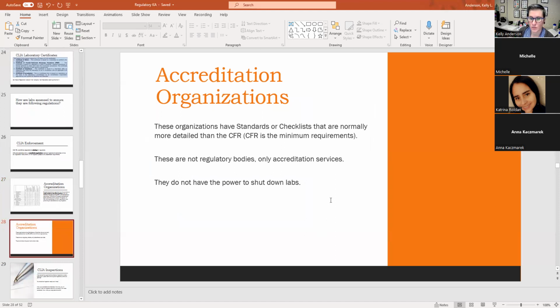Okay, so these organizations will have standards or checklists that are normally more detailed than the CFR. All the CLIA requirements are in the CFR, which is the Code of Federal Regulations. Remember, these are not regulatory bodies, they're accreditation services. So they cannot shut you down. If things are really bad, they can report you to CMS and CMS can shut you down.